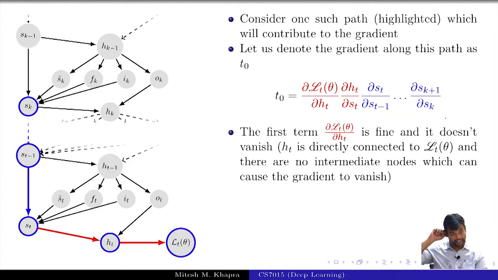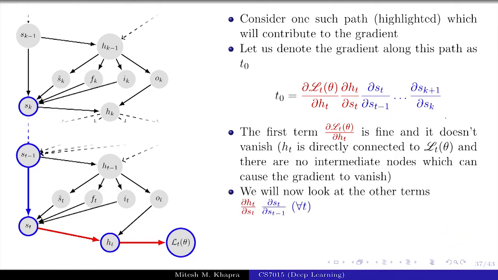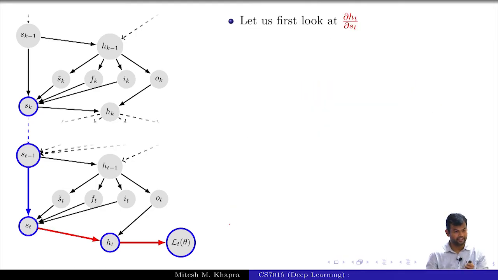The first term is fine, as I said, because it's directly connected to LT. There are no recursive or other intermediate nodes, so the gradient will just flow through that. There is not a problem there. Now we look at the other terms, which are first dHT by ST, and the other is this. So let's look at ∂HT/∂ST. What is this going to be?